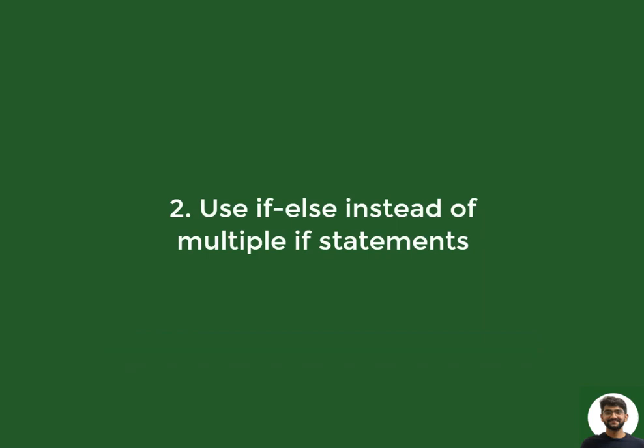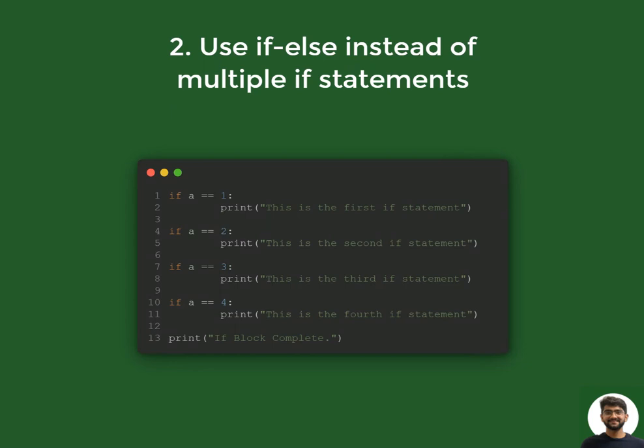Next, we must use if-else statements instead of multiple if statements wherever possible. You want to know why? Let's consider a code snippet with multiple if statements. Now if the value of a is 1, on execution, the code first checks if the value of a is 1, which is true. So it enters the body and executes the statements, which here is a print statement. Then the control goes to the next if statement and checks if the value of a is 2.